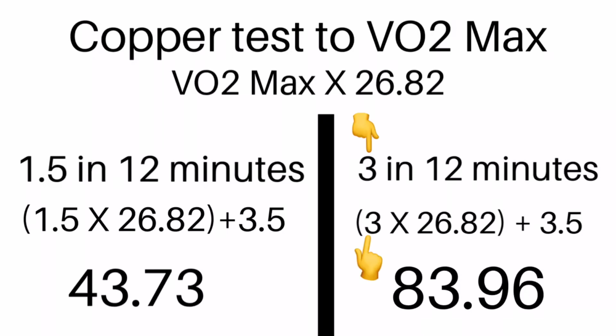Now let's say you cover exactly 3 miles in that 12 minutes. So you're an elite runner. So you take that 3, you times it by 26.82, and then you solve that part first, and then add the 3.5, and this right here comes out to an estimated VO2 max of 83.96. So it's very important that you do this assessment first and get this number here, your estimated VO2 max, first.